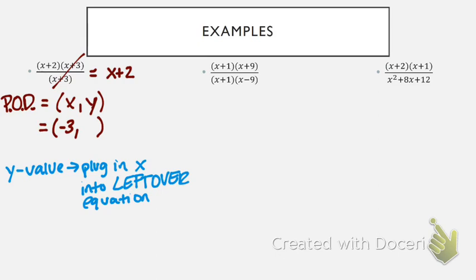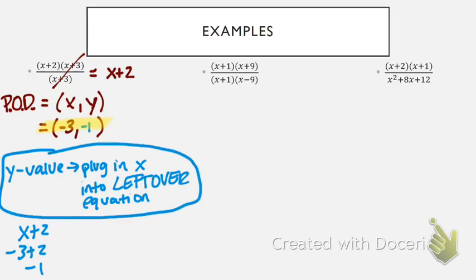So the point of discontinuity is an xy coordinate. The x coordinate is what we crossed out. So we crossed out x plus 3, so the x value of my point is negative 3. The y value, we were left with x plus 2. We plug in negative 3, so the y value is negative 1. So we're going to have a hole or a point of discontinuity at negative 3, negative 1. Does that make sense? I'll box this because we'll need this the rest of the time. All right.